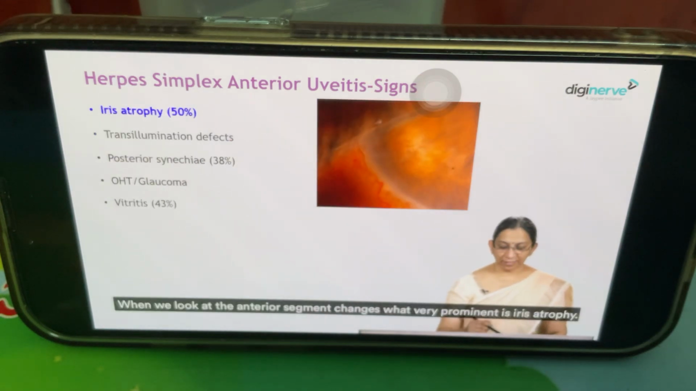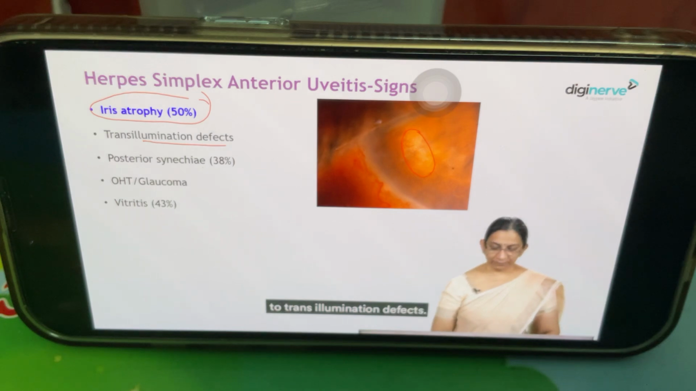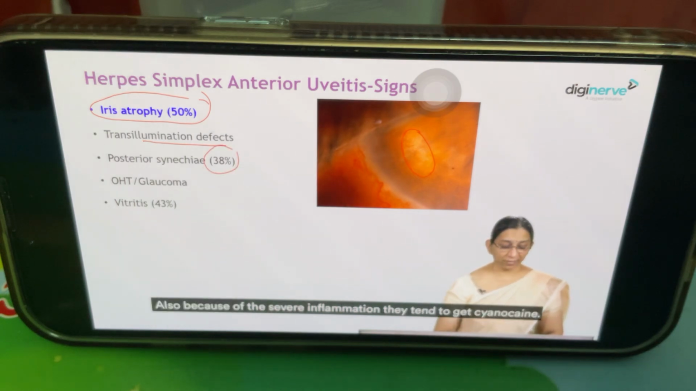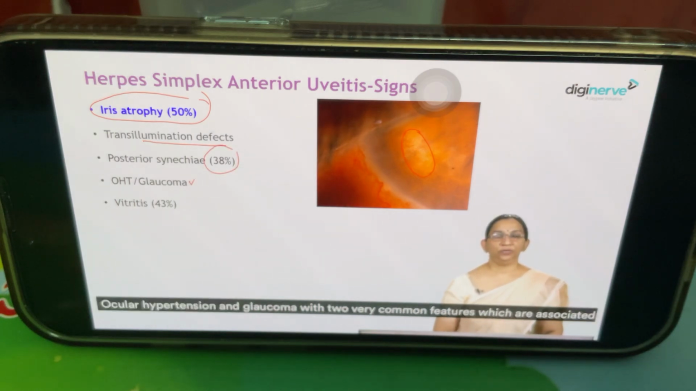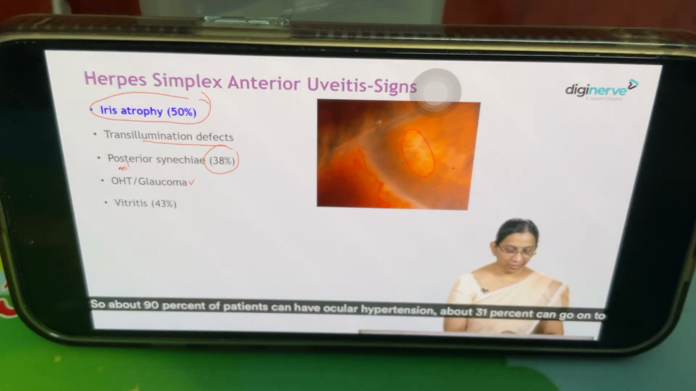When we look at the anterior segment changes, what is very prominent is iris atrophy. You can see that here. This might be sectoral, or sometimes it may be more diffuse, and the atrophy can lead to transillumination defects. Also, because of the severe inflammation, they tend to get synechiae. Ocular hypertension and glaucoma are two very common features associated with viral infections. About 90% of patients can have ocular hypertension, and about 31% can go on to have glaucoma.